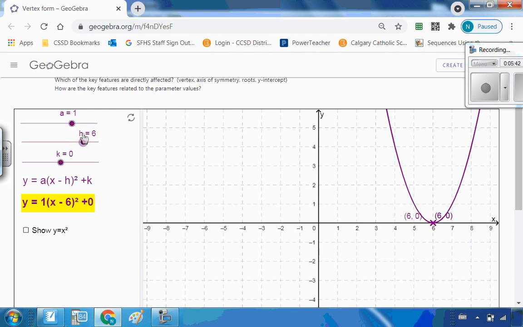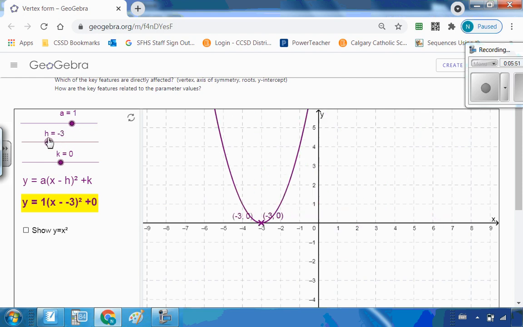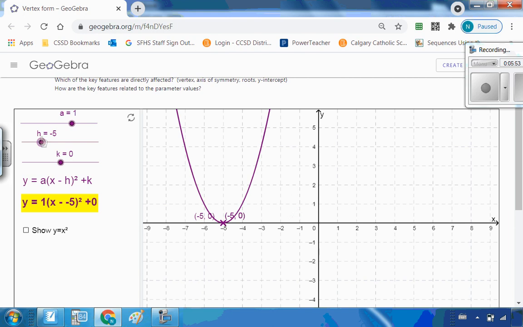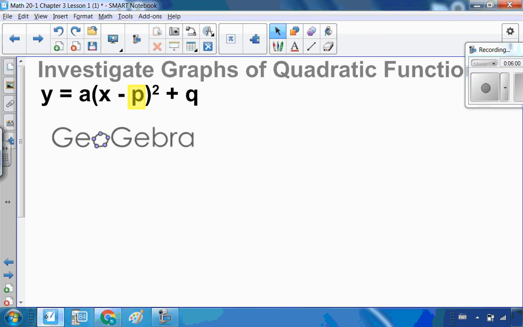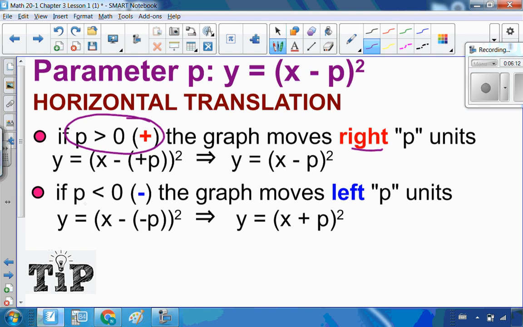Notice I have a value of 6. Look at my x-coordinate. It's 6. Now let's look at if we go back to the center here at 0. If I make it negative, it's going to the left. So positive takes my graph to the right, negative takes my graph to the left. So let's put that together. Now, this is a horizontal translation because I'm moving left and right. So I saw when p was positive, the graph moved to the right. When p was negative, the graph moved to the left.